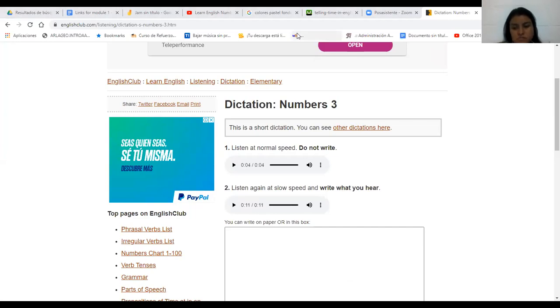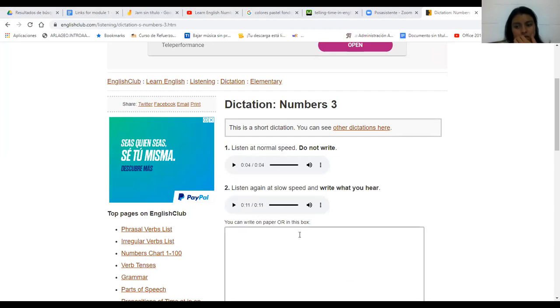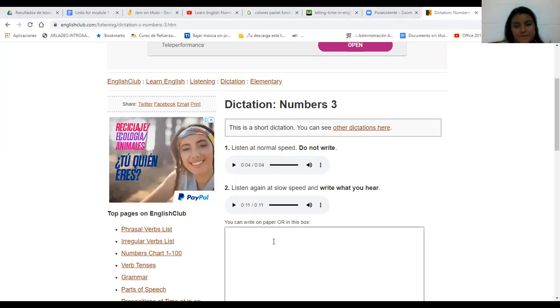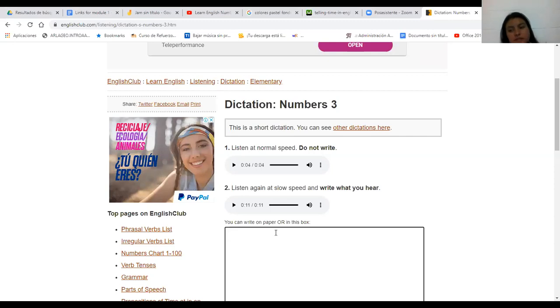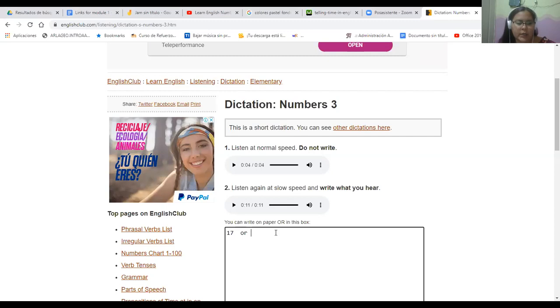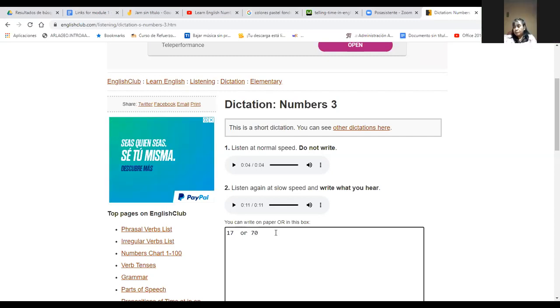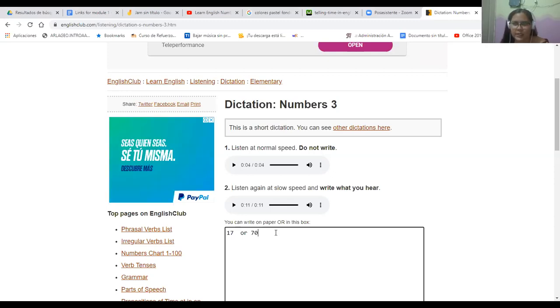Right, that's right. Okay, very good. Yes, she mentioned the two numbers or the two quantities, right? Just to make sure that she heard correctly. So the first option is 17. Okay, 17 or 70. Okay. So you see the difference in pronunciation? 17, 70.